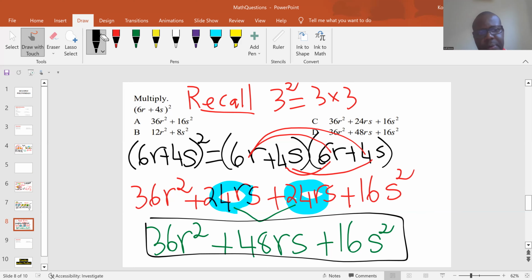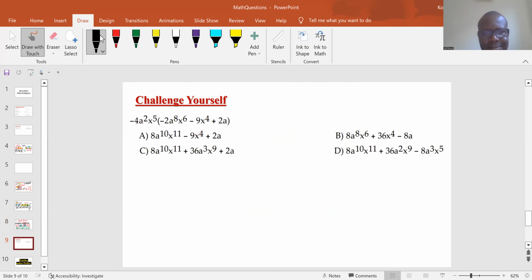Okay, now let's see our challenge question. For this challenge question, we have a negative 4 a squared x to the 5th power. And we're going to distribute that to everything inside the parentheses. Understand that inside the parentheses, we have 3 terms. The 3 terms are this. Okay, we also have this. And we have this.